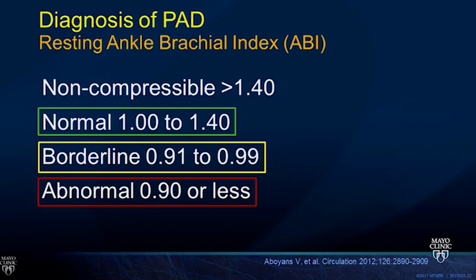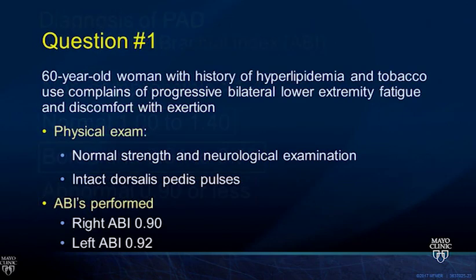So if you get a test question with an ABI less than 0.9, that's consistent with peripheral arterial disease. There's this borderline group, that 0.91 to 0.99, where it still may be PAD, and you may need to consider some additional evaluation. And then you have the really high ABIs, 1.4 or greater. Those are the non-compressible vessels, really heavily calcified vessels. And that's where ABIs are just not reliable, and you may need to do some additional testing with ultrasound or advanced imaging.